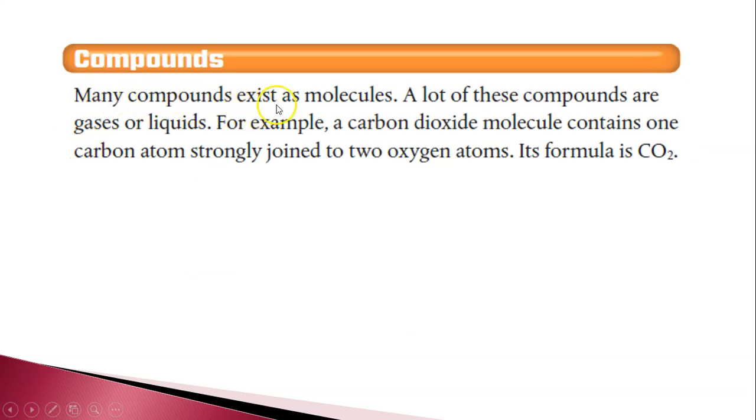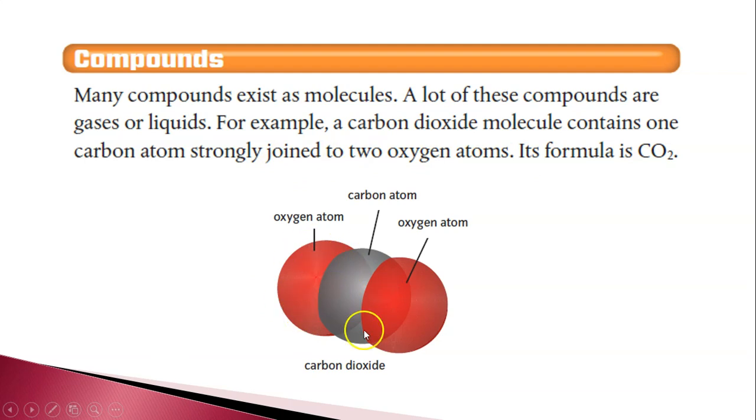Many compounds exist as molecules. A lot of these are gases or liquids. For example, a carbon dioxide molecule contains one carbon atom strongly combined to two oxygen atoms. You can see here the picture of a carbon dioxide molecule. There is one carbon atom joined to two oxygen atoms. The red is oxygen and the gray one is carbon. This is the structure of a carbon dioxide molecule.